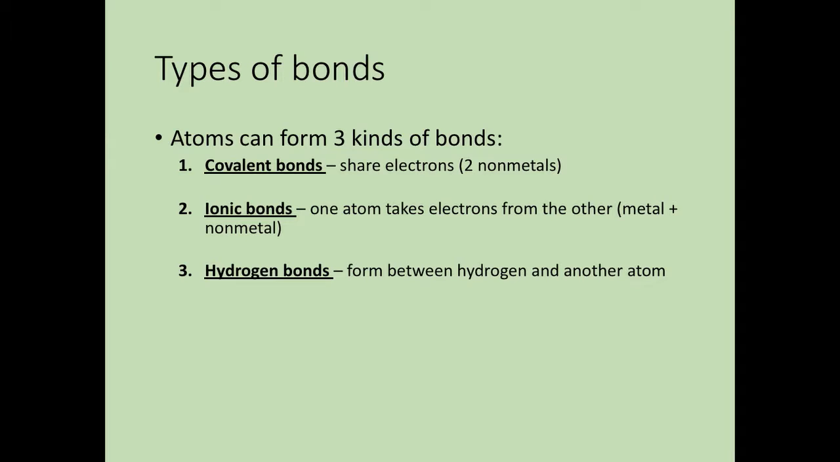The last one, hydrogen bonds, that's pretty easy. It's between hydrogen and something else, but hydrogen bonds aren't quite the same as any other bonds because they're very weak. They fall apart very easily. Whereas covalent bonds and ionic bonds are very strong. They're not going to fall apart. Hydrogen bonds break and reform all the time. And we'll see more with hydrogen bonds when we see water later on.